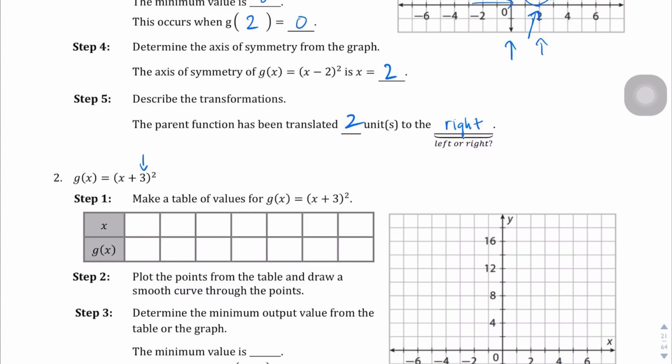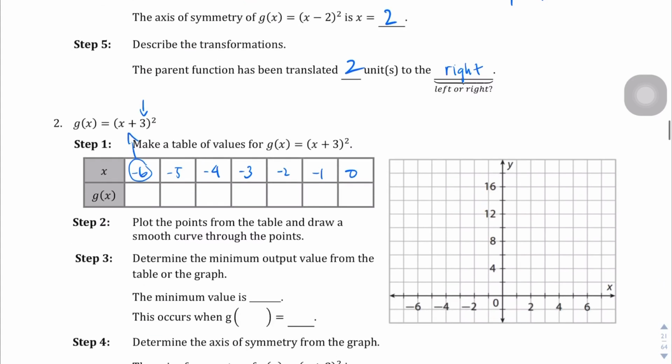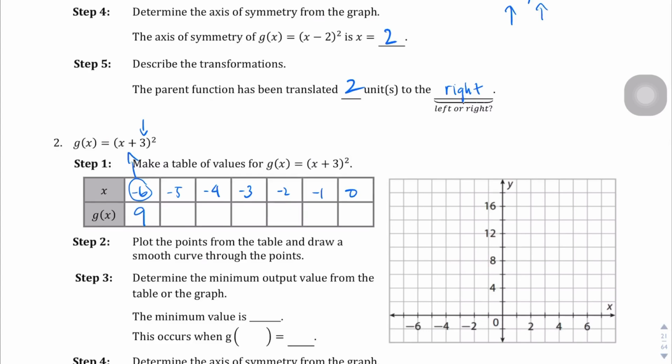Okay, so going with our hypothesis that it's going to shift 3 over to the left, I'm going to actually put negative 3 here. And let's pick some values around the negative 3 instead. Negative 4, negative 5, negative 6, negative 2, negative 1, and 0. Okay, so let's plug that in. It's negative 6. Plug it in there. Negative 6 plus 3 is negative 3. Negative 3 squared is 9. And then plug this in. Negative 5 plus 3 is negative 2. Negative 2 squared is 4.